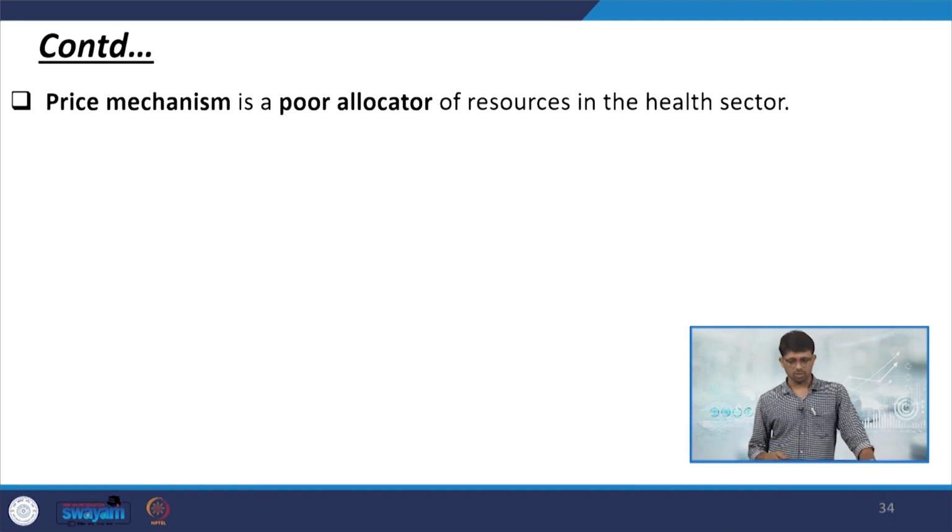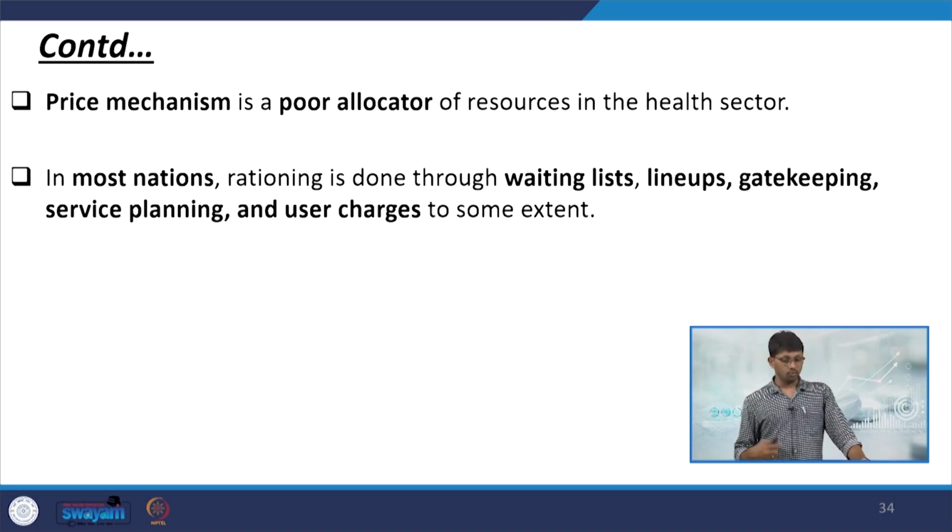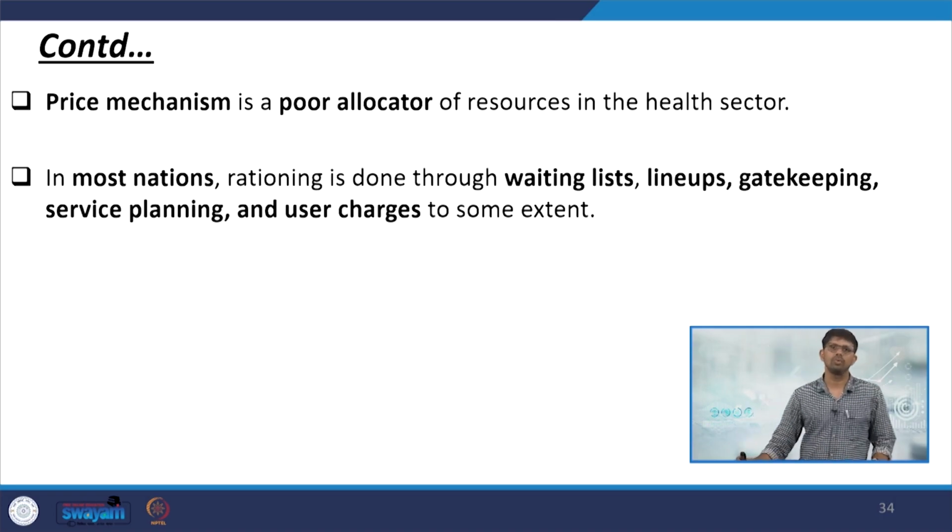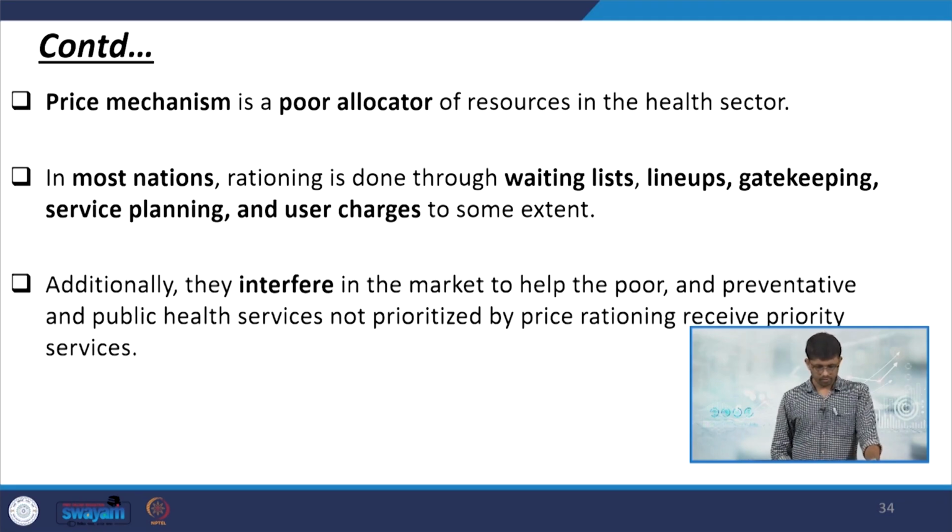The price mechanism is considered to be a poor allocator of resources in the health sector, because the other end of the spectrum may be the burden. In most nations, rationing is done through waiting lists, line-ups, gatekeeping, service planning, user charges, etc. Additionally, they also interfere in the market to help the poor, and hence there will be issues of equity as well.